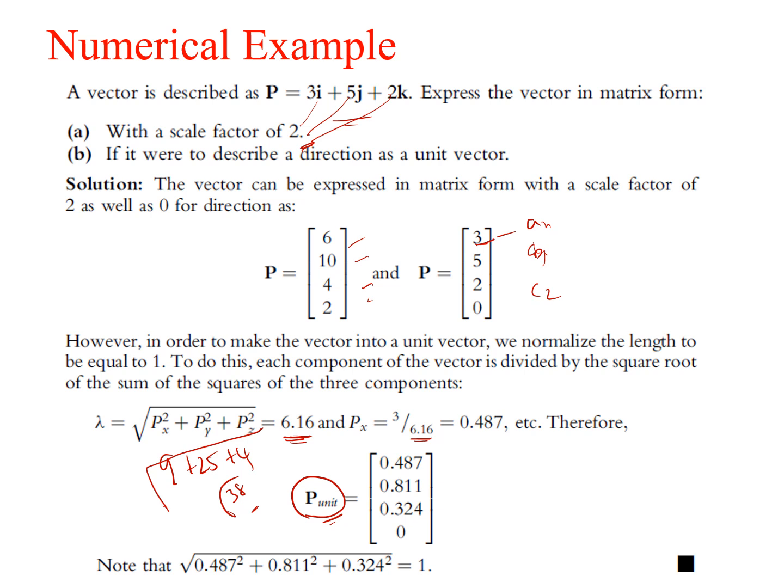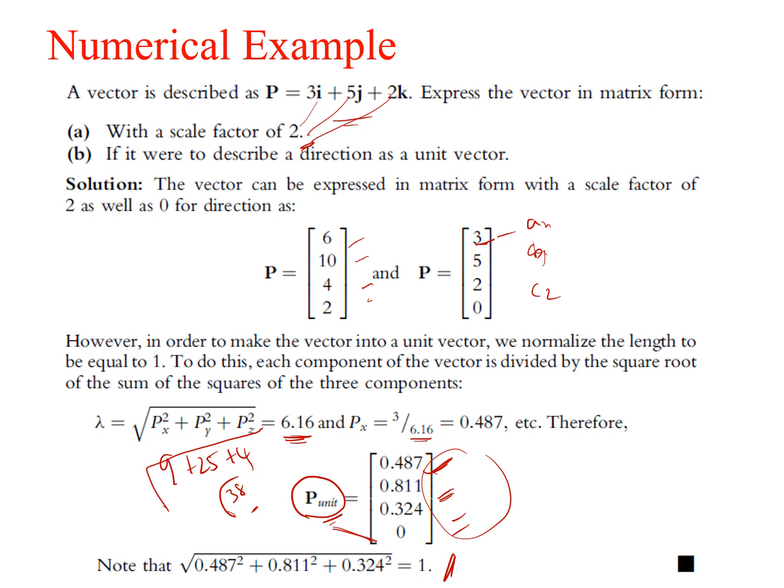With this, we have to normalize this vector. How do we do that? 3 by 6.16, then 5 by 6.16, and so on. That is here. If you square these and add, it becomes 1. That's why it is called a unit vector. So you have normalized the given vector to the unit vector. First take the squares, find the square root, and then divide each value by that square root. This is the unit vector. If you take the squares and add them, and take the square root, it becomes 1.